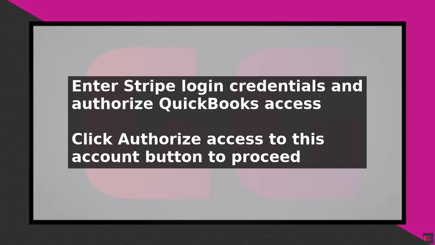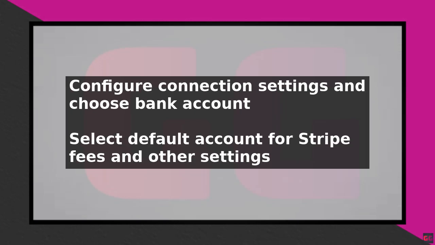Choose the bank account where you want to deposit your Stripe funds and select the default account. For Stripe fees, you can also set up automatic transaction importing, which allows QuickBooks to automatically import your Stripe transactions on a daily basis. To do this, click on the settings icon and select Automatic Transaction Import. Choose the date range for which you want to import transactions and click the Connect button. Your Stripe account is now connected to QuickBooks 2025.